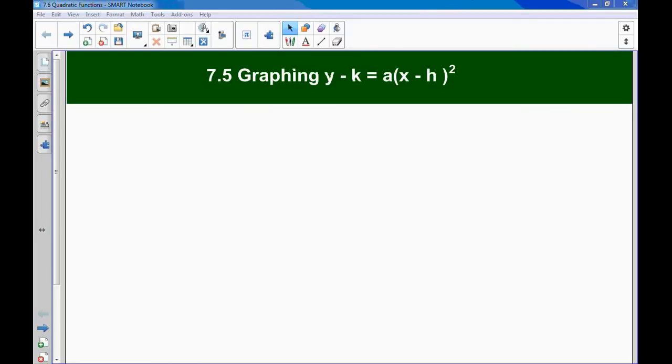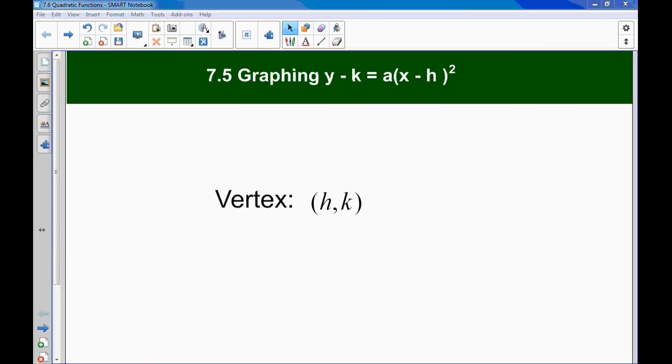Hey class, we spent last class period working on 7.5, the introduction to the graphs of parabolas. And we used the equation y minus k equals a parentheses x minus h squared. This is the standard equation for a parabola. Now, I talked about how we're going to go further in depth in chapter 9 when we really talk about parabolas.